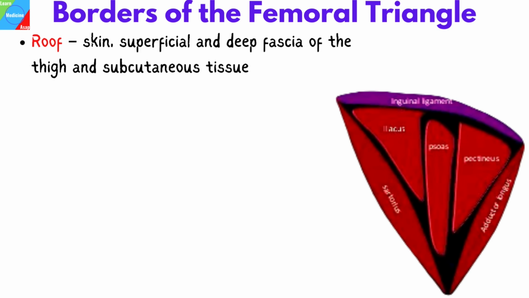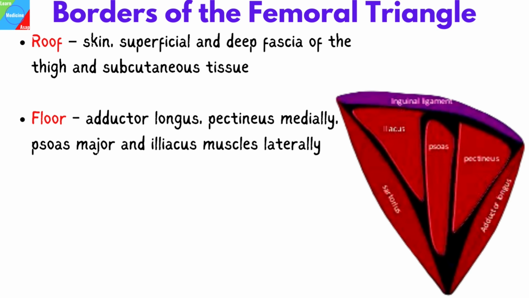The roof of the femoral triangle consists of skin, superficial and deep fascia of the thigh, and subcutaneous tissue, with the exception of the saphenous opening where it is formed by the cribriform fascia. The floor of the femoral triangle is formed by the adductor longus, pectineus medially, psoas major, and iliacus muscles laterally.